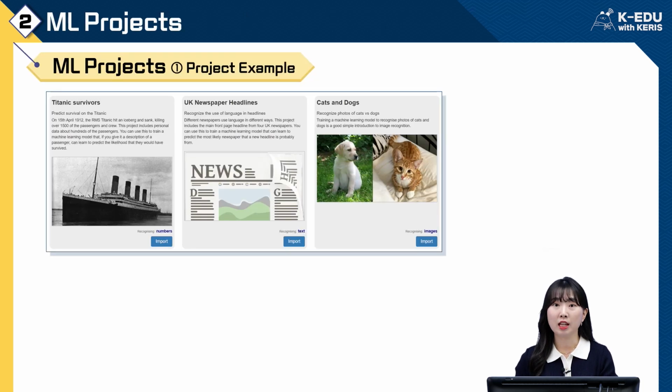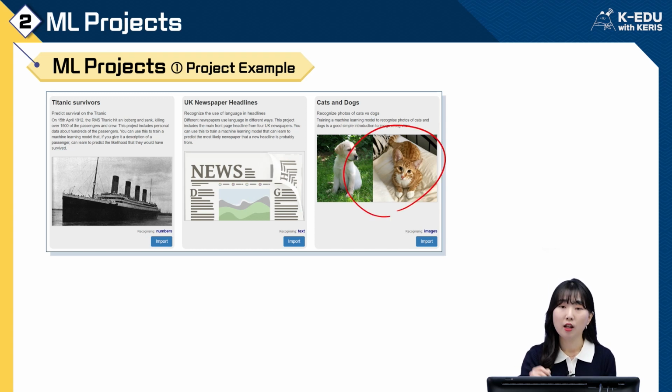Machine Learning for Kids provides examples of projects for beginners like these. There is also a project to predict whether or not someone could survive on the Titanic ship based on the data of the Titanic occupants. We will use the project on the far right as a sample to create a machine learning model.